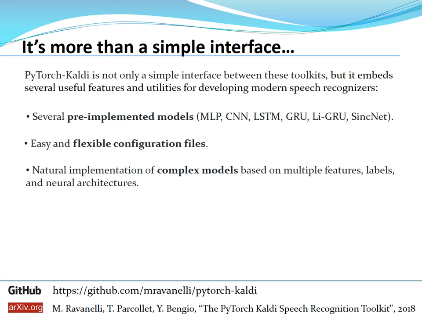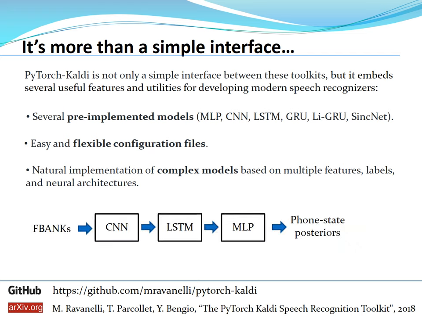Another very interesting feature of PyTorch-Kaldi is that it is able to naturally implement complex systems that can be based on concatenation of multiple features, labels, and neural architectures. For instance, we can easily implement this chain of computation in which we first have a CNN fed by filter banks that is employed to extract some useful representation of the input features. Then we have an LSTM to process the temporal evolution of the sequence, and then we have an MLP that estimates the final phone state posteriors.